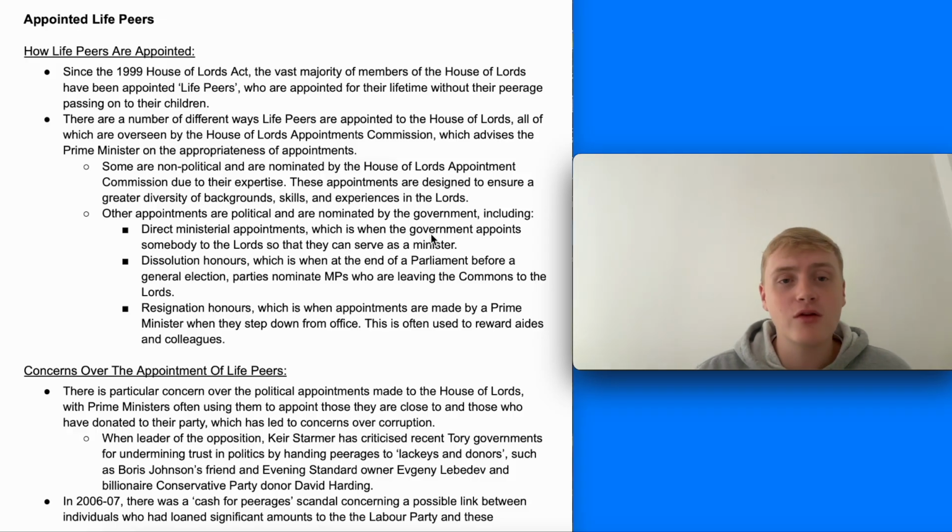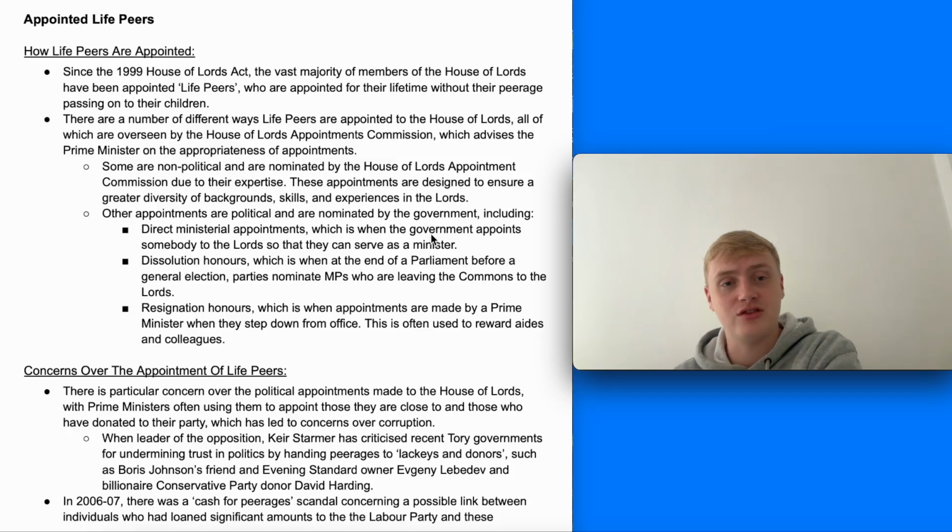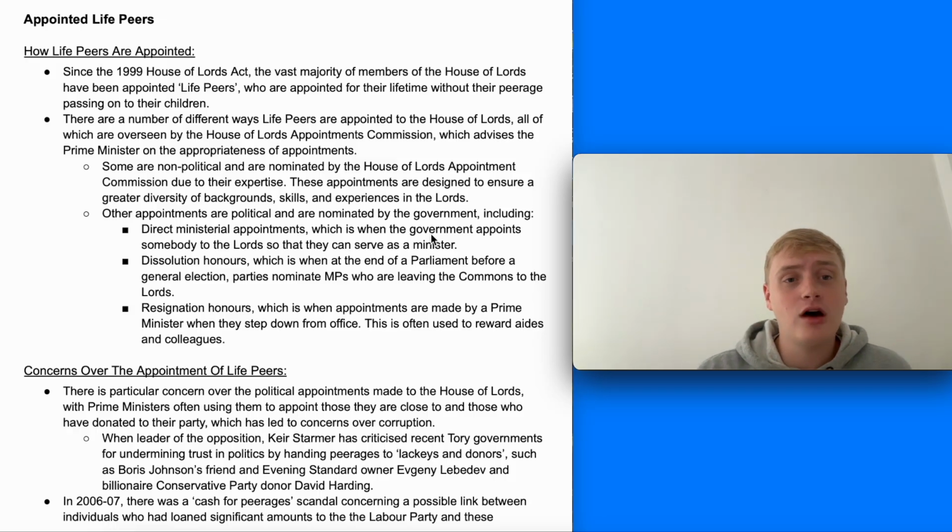And there are a number of different ways life peers are appointed to the House of Lords, all of which are overseen by the House of Lords Appointments Commission, which advises the Prime Minister on the appropriateness of appointments. Some of these appointments are non-political, and they're nominated directly by the Appointments Commission due to their expertise, and they're designed to ensure diversity, experience and skills in the House of Lords.